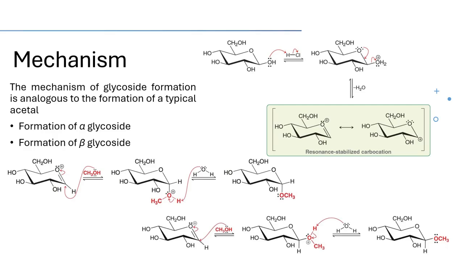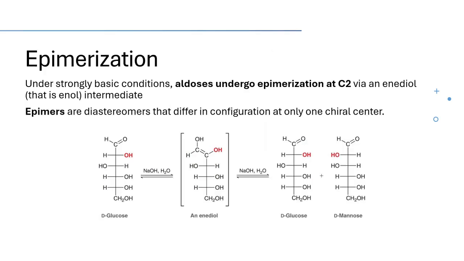Epimerization. Under strongly basic conditions, aldoses undergo epimerization at carbon 2 via the ene-diol, that is, enol intermediate. Epimers are diastereomers that differ in configuration at only one chiral center.